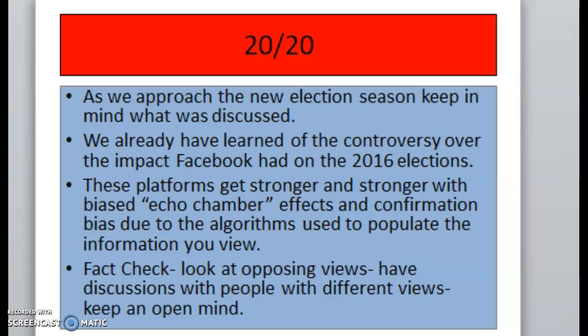So fact check, look at opposing views, have discussions with other people, because people with other opinions, their algorithm gives them different information. So you might get a piece of information that you would not normally have gotten by keeping an open mind, fact checking, and going to different sources for your news. Everyone's a gatekeeper today. And it's important to know the gatekeeping process, how you are a gatekeeper for yourself and for those around you. Thank you.